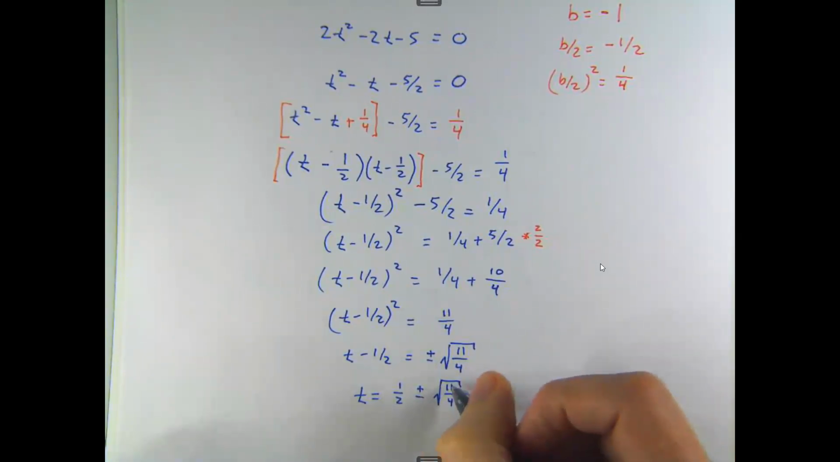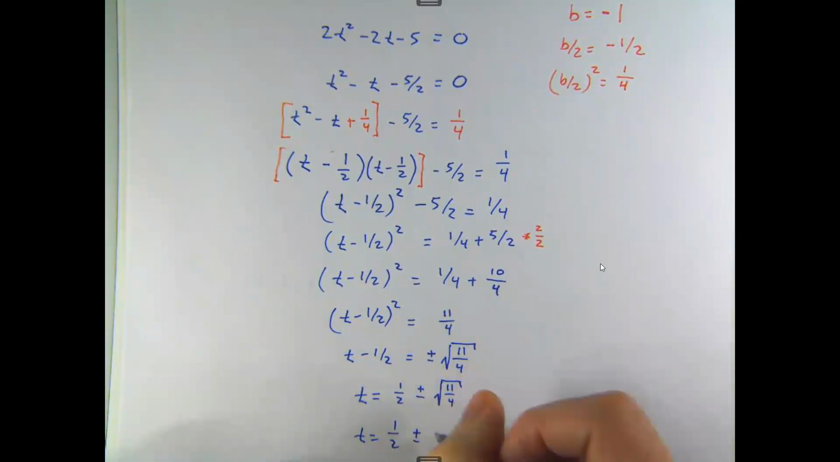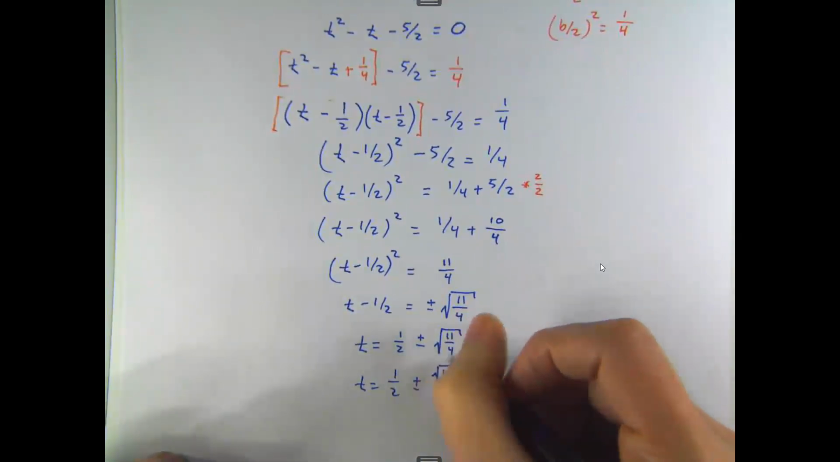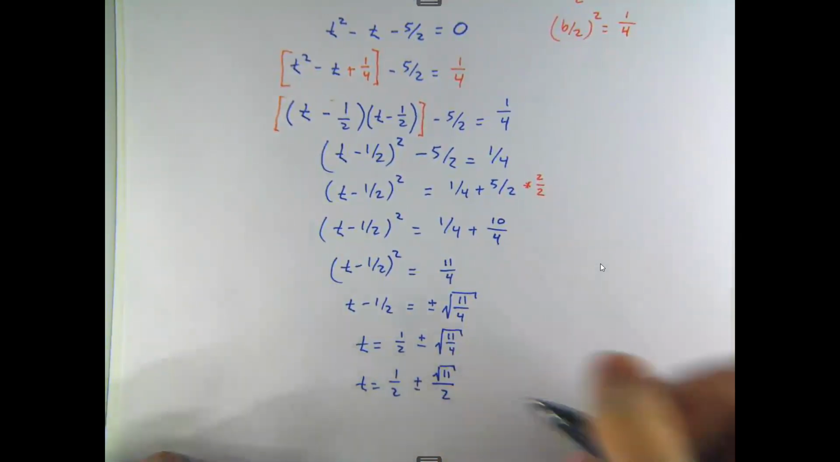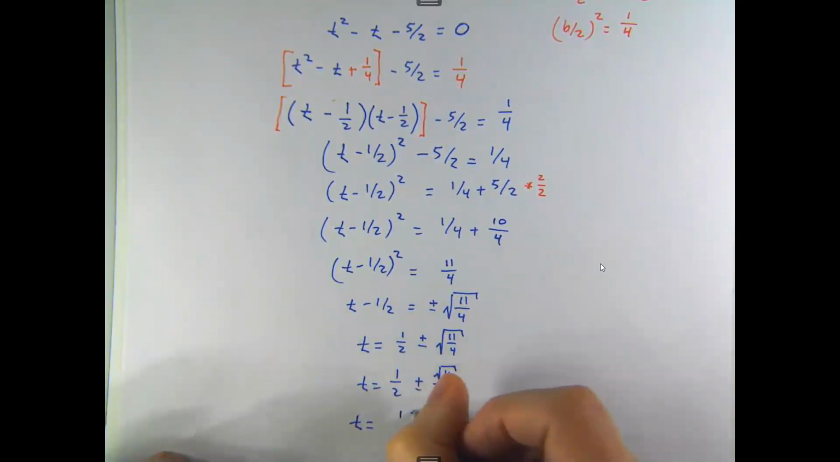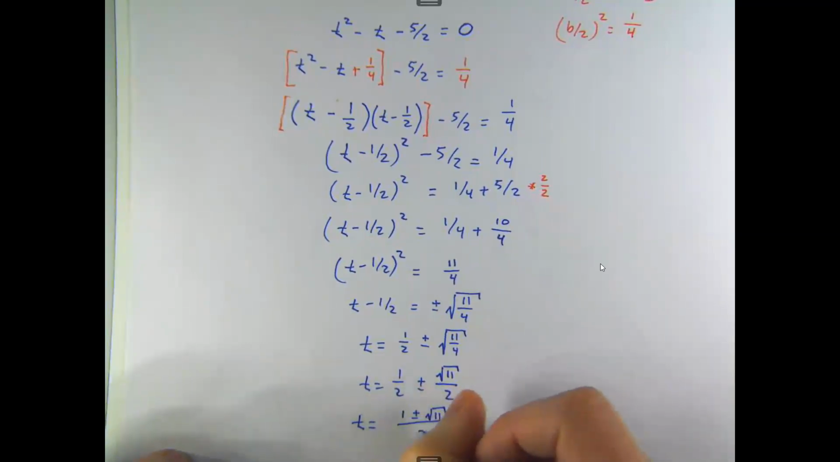I don't know what the square root of 11 is, so I'm going to keep that piece as the square root of 11 on the top. I do know what the square root of 4 is, though. The square root of 4 is 2, because 2 times 2 gives me 4. These have a common denominator, so I can combine them. This gives me 1 plus or minus the square root of 11 over 2.